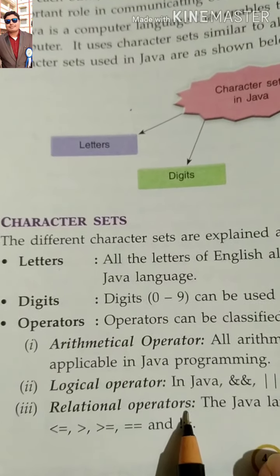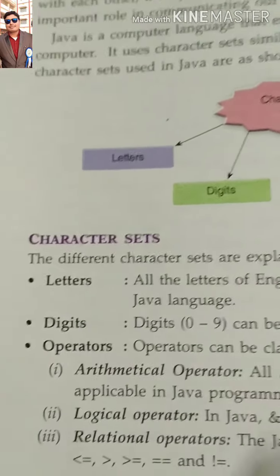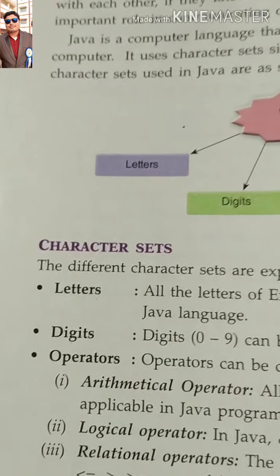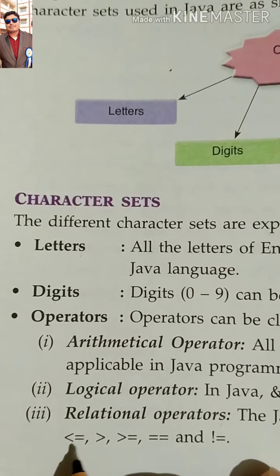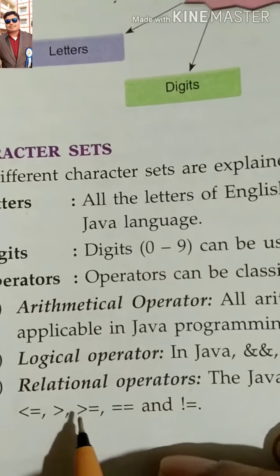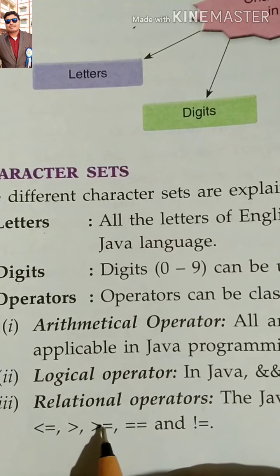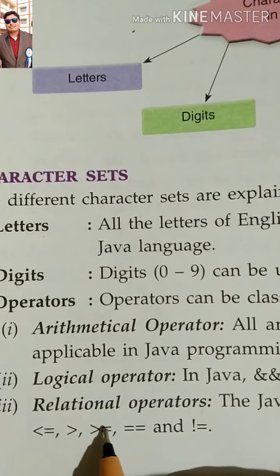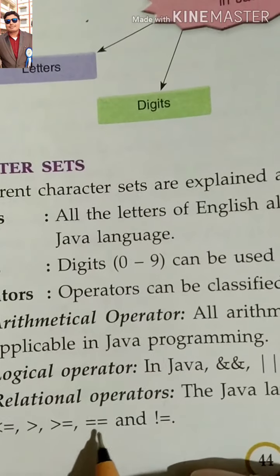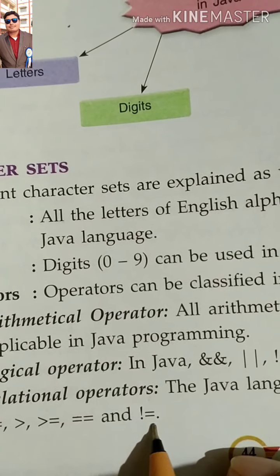Relational operators relate things, which is greater or which is smaller, and we can evaluate very easily with the help of relational operators. Less than, equal to, greater than, equal to. We write less than, equal to like this. But greater than, equal to we don't write that way here. Equal to will come after the greater than symbol.